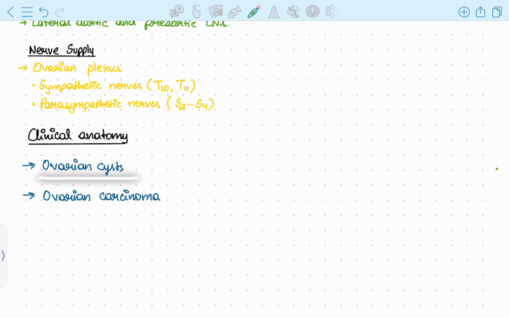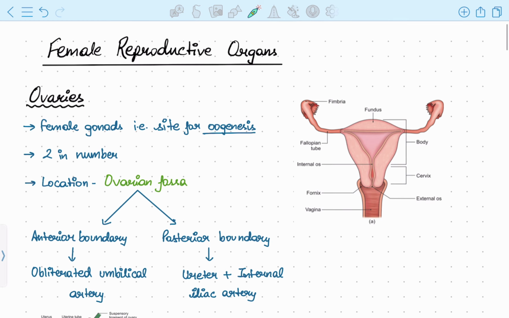पहला तो है ovarian cysts. So in many conditions, the cysts form in the ovary. Okay, you need not know the detail of it. Even if you just write the name, that's enough. And then you know there can be carcinoma of the ovary, so that is about that. So this was about ovaries.